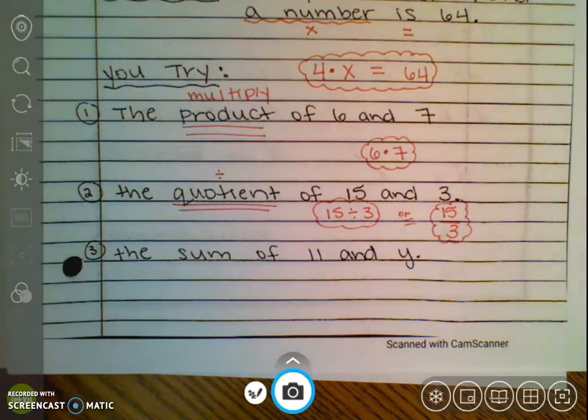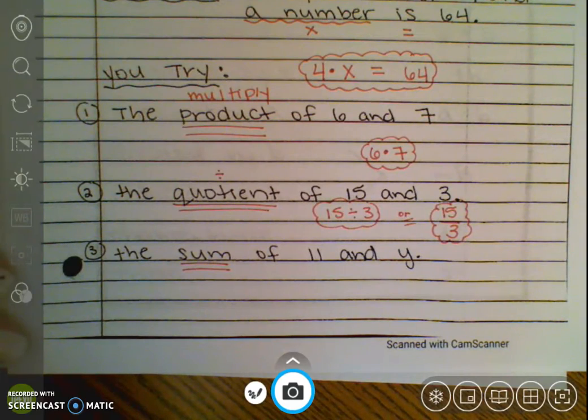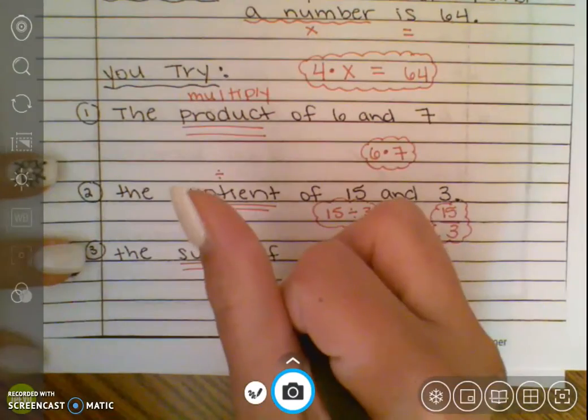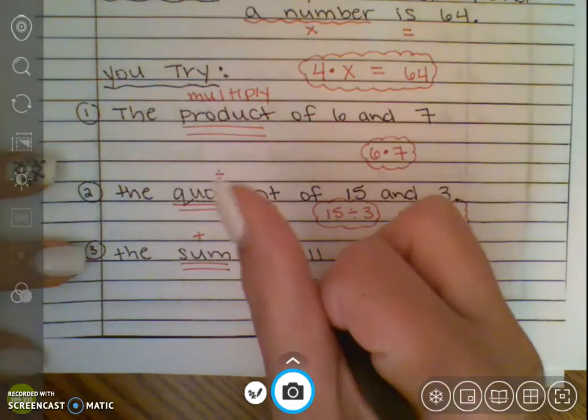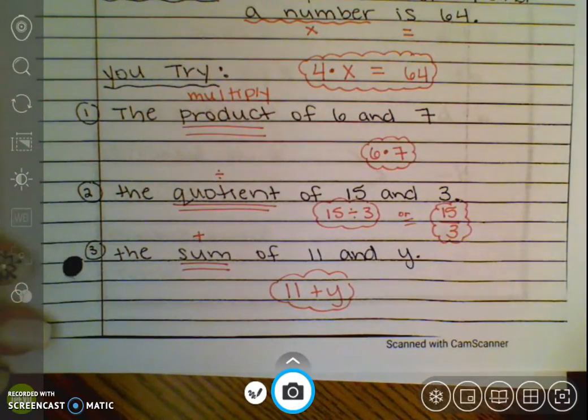Lastly, number 3 says the sum of y and 3. So now we have the word sum. Is sum addition, subtraction, multiplication, or division? When you have the sum of something, it is addition. So the sum of 11 and y, make sure you keep it in the same order, 11 plus y. Sum, quotient, and product are not any of the words that make you write it backwards. So you just keep the order the same way.